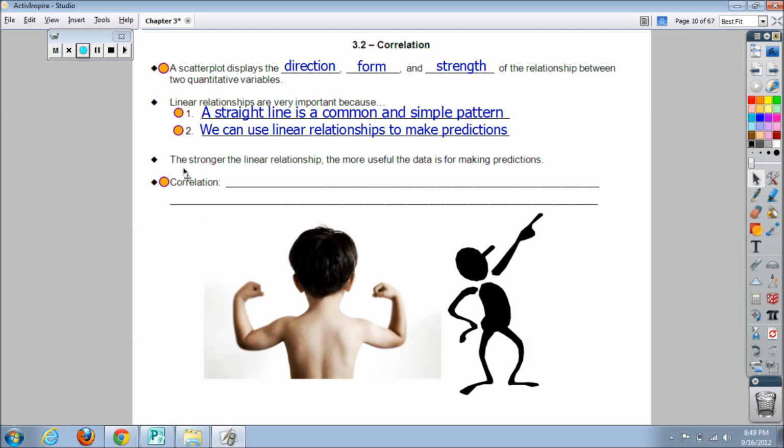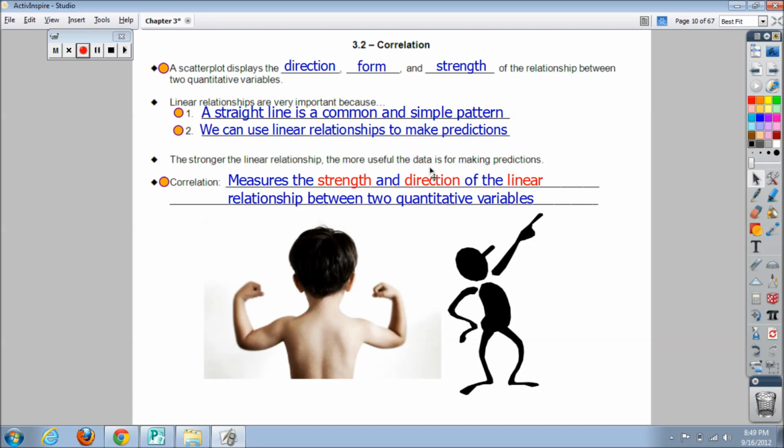And correlation measures the strength and direction of the linear relationship between two quantitative variables. Again, we're going to use this idea of correlation, which will be an actual number. We'll get a number out of it, and the number will help us describe the strength more clearly, whether it's strong or very strong or weak or anywhere in between.